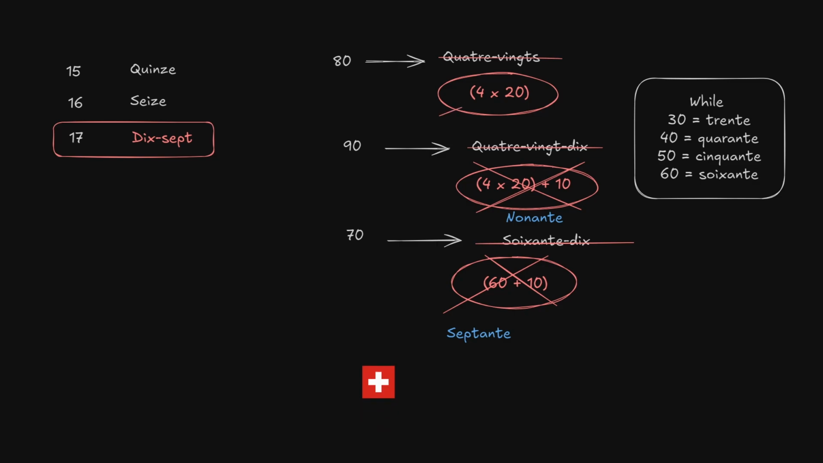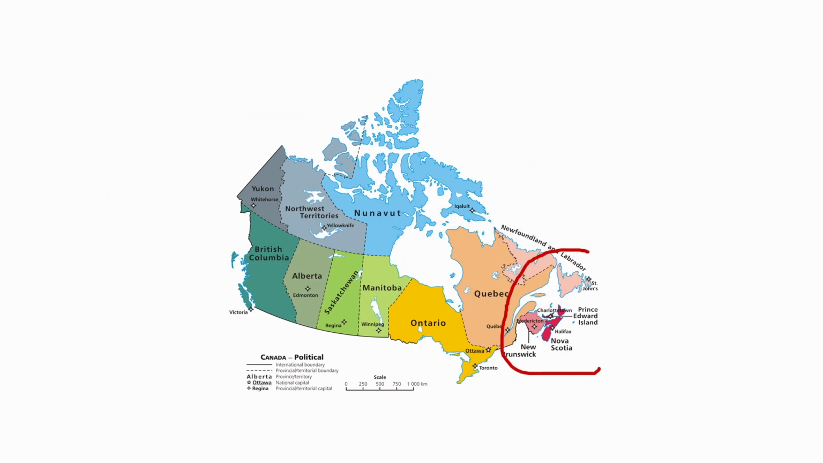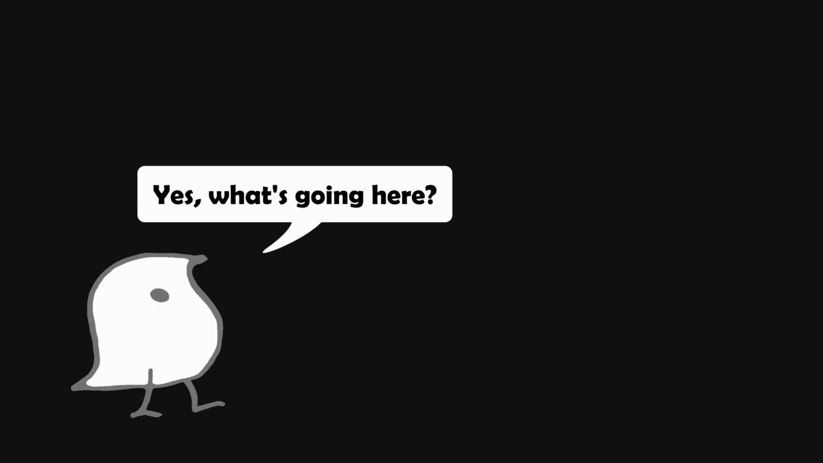In Switzerland, quatre-vingts does not exist, and octante is used instead, which makes more sense. This can also be found in some Canadian French varieties, like Acadian French, and I want to emphasize here, this is not the case of Quebec French. So, what is going on here, and why do we have this weird number system in French?